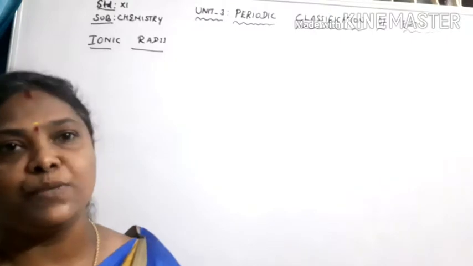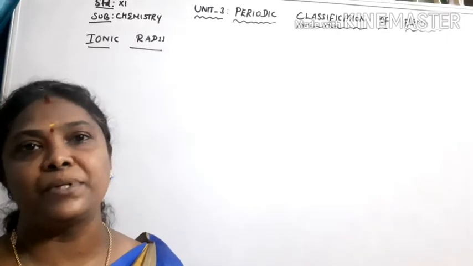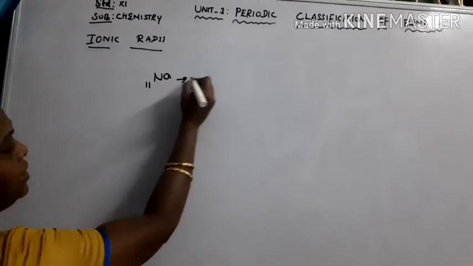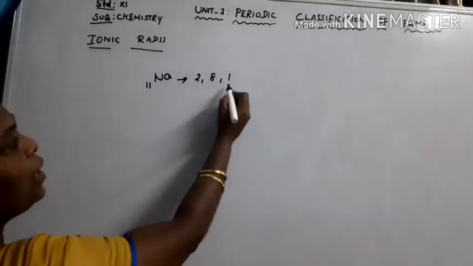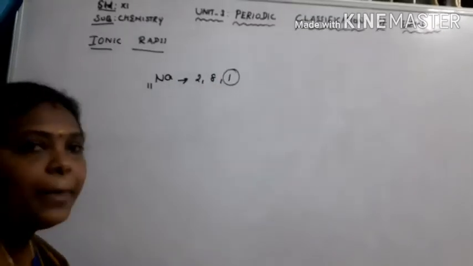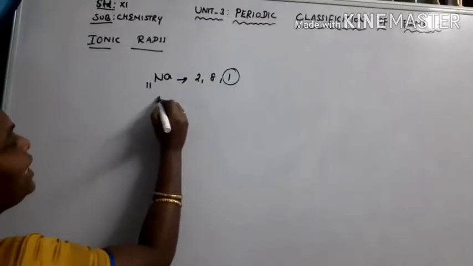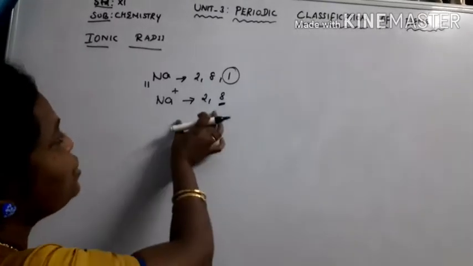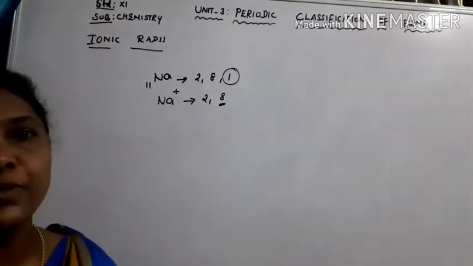What is meant by ions first of all? An atom, after it loses or gains electrons, becomes an ion. For example, sodium has atomic number 11 and electronic configuration 2, 8, 1. The outermost shell contains one electron. To attain stability, the sodium atom has to lose this electron, so it forms Na+ and becomes 2, 8. This is the sodium atom and this is the sodium ion. If an atom loses an electron, it becomes a positive ion, which we call a cation.